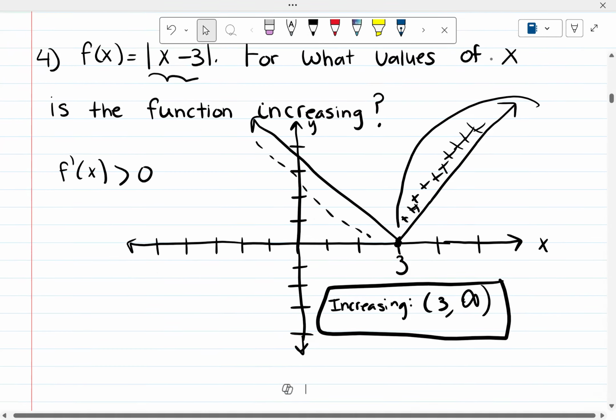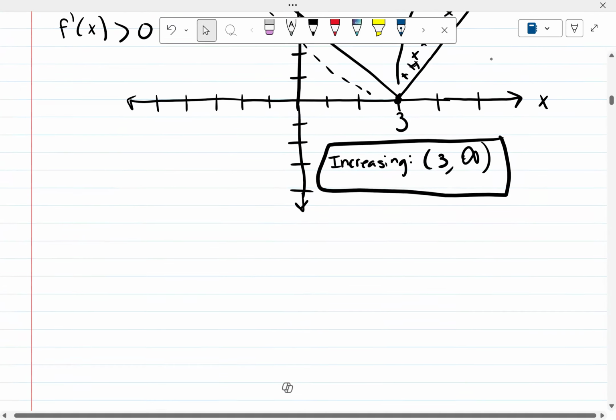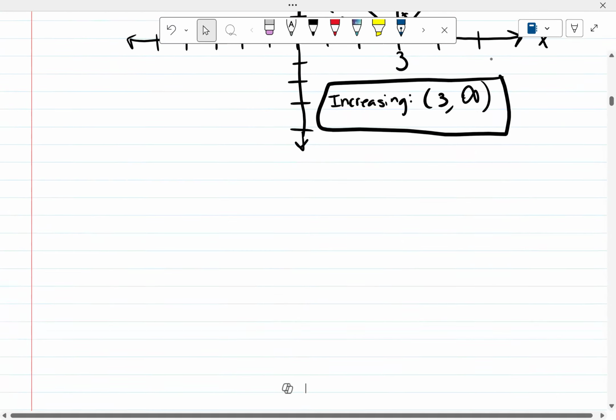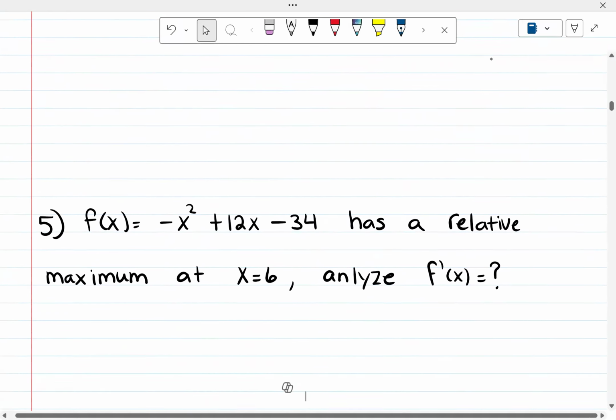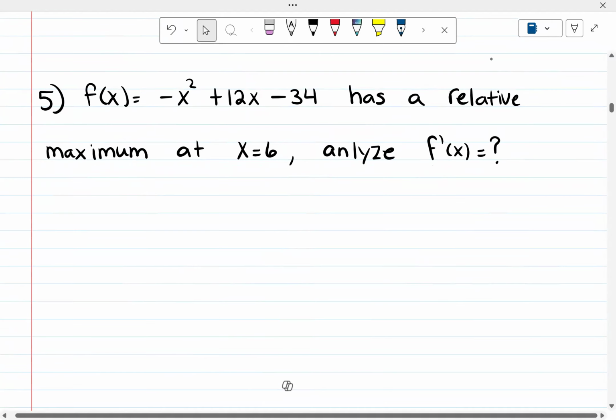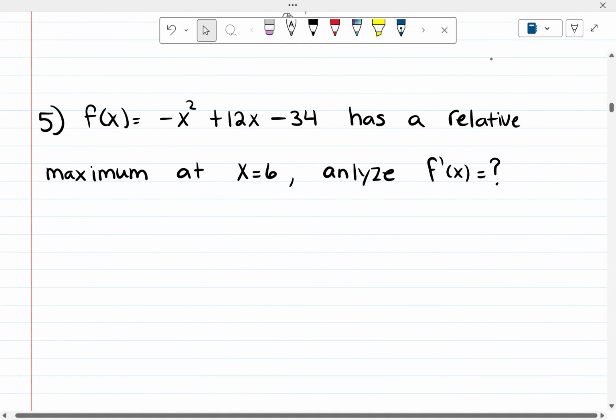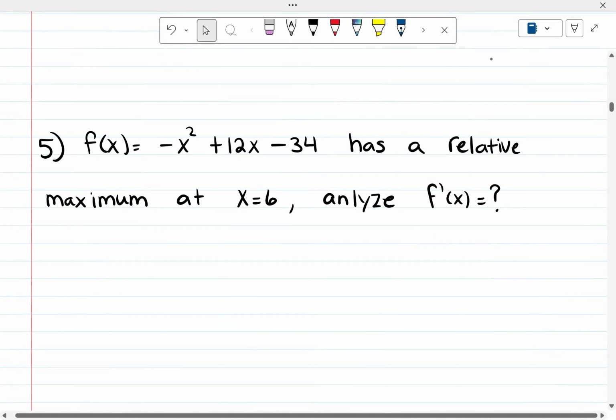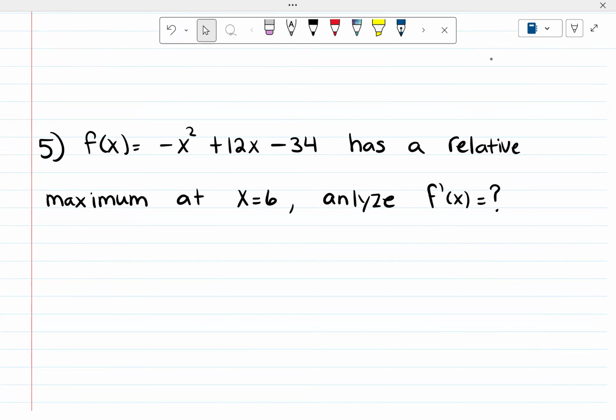Okay, let's move on to 5. Okay, so number 5 says f of x equals negative x squared plus 12x minus 34 has a relative min at the x value 6. Analyze f prime of x. So basically what they want is the coordinate for the relative max, right?